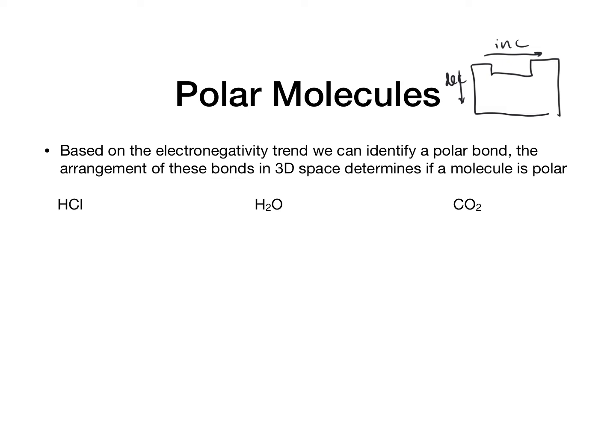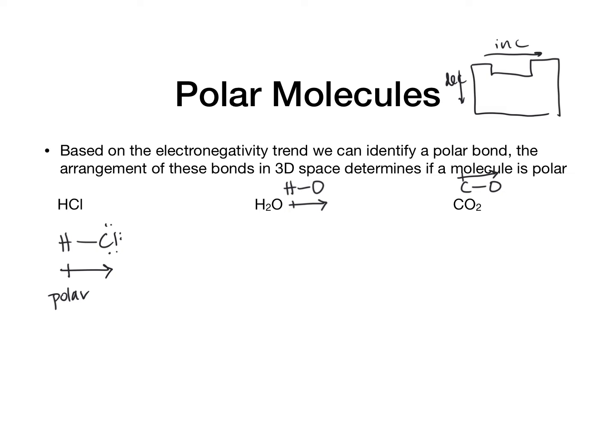Based on the electronegativity trend and a structural compound, we can draw a structure of HCl. This is a linear molecule. And this bond is polar. When we think about a 3D structure of water and CO2, both of these have bonds. So we have a CO and an OH. So this bond is polar, and this bond is polar. So we have two polar bonds. So let's think about, are these molecules polar?